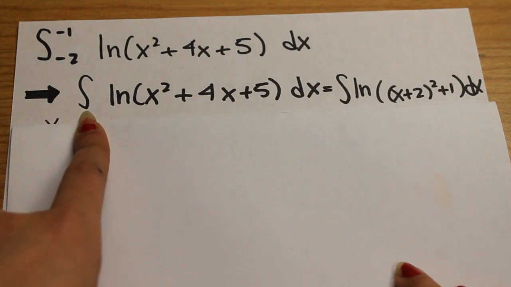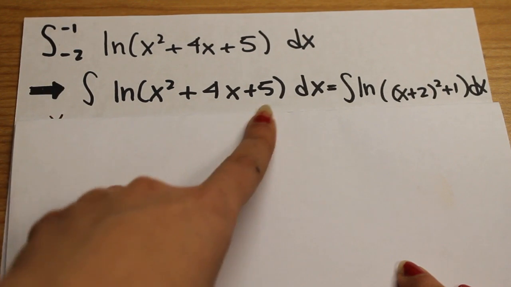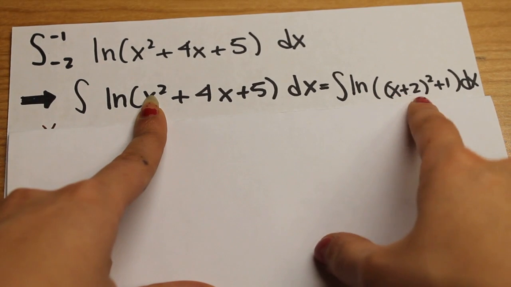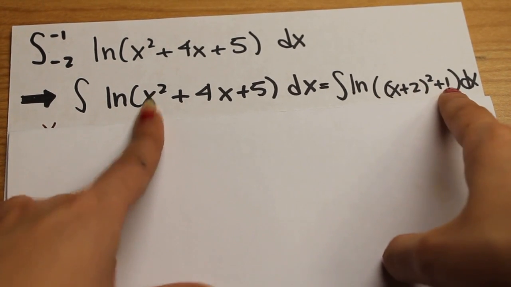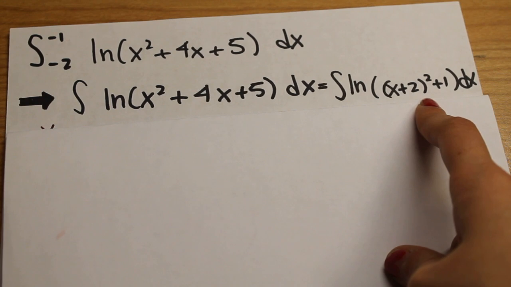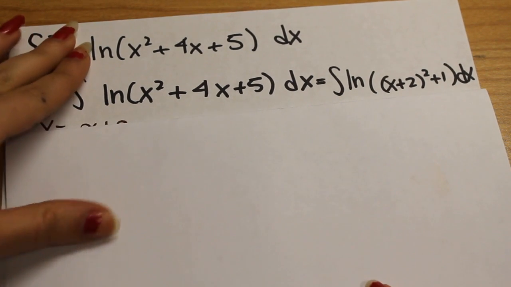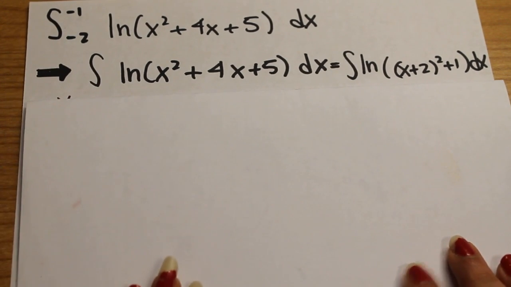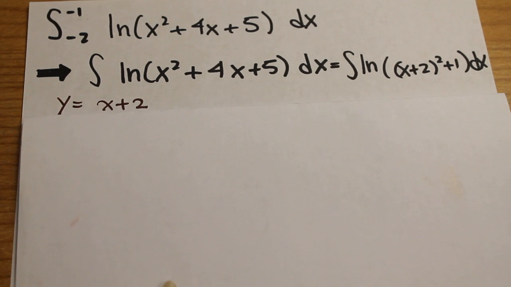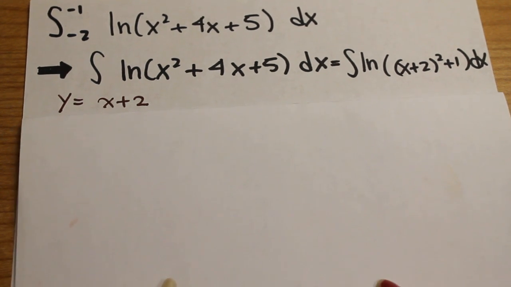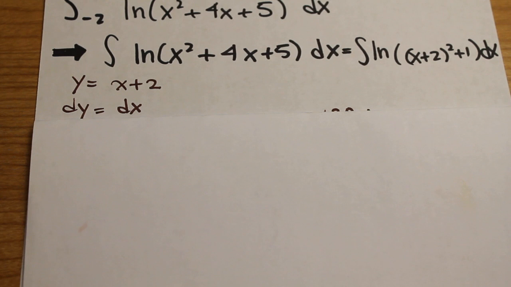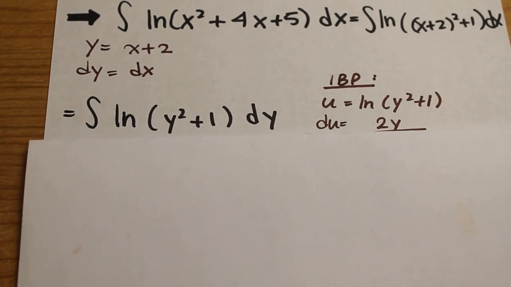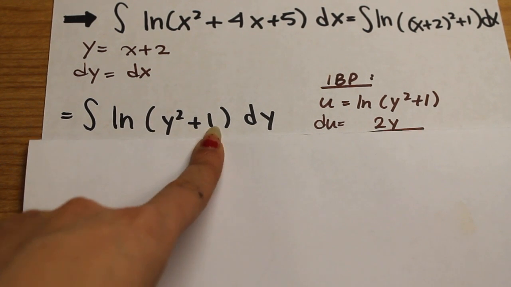So we're left with the integral of ln of x squared plus 4x plus 5. And if you complete the square here, you get x plus 2 all squared plus 1. So that's the integral that we have to evaluate. Looking here, the best thing I can think of is just doing a substitution and seeing where it goes. So we can say y is equal to x plus 2, so that makes dy equal to dx. Now our integral becomes the integral of ln of y squared plus 1.